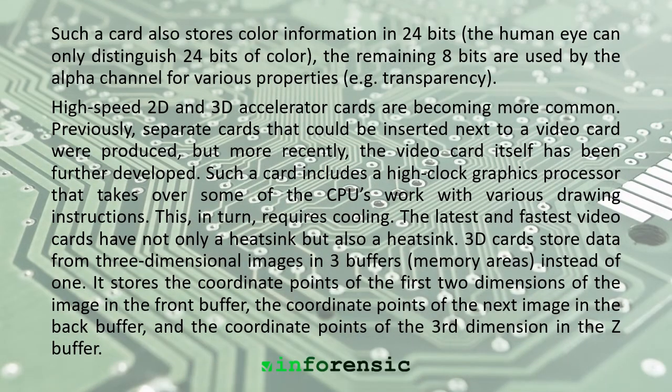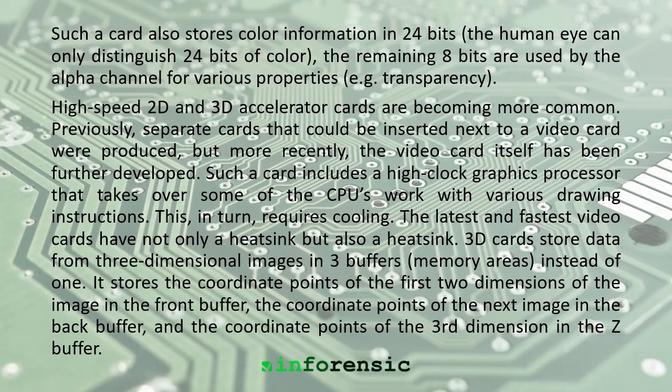Such a card also stores color information in 24 bits. The human eye can only distinguish 24 bits of color. The remaining 8 bits are used by the alpha channel for various properties, e.g. transparency. High-speed 2D and 3D accelerator cards are becoming more common.